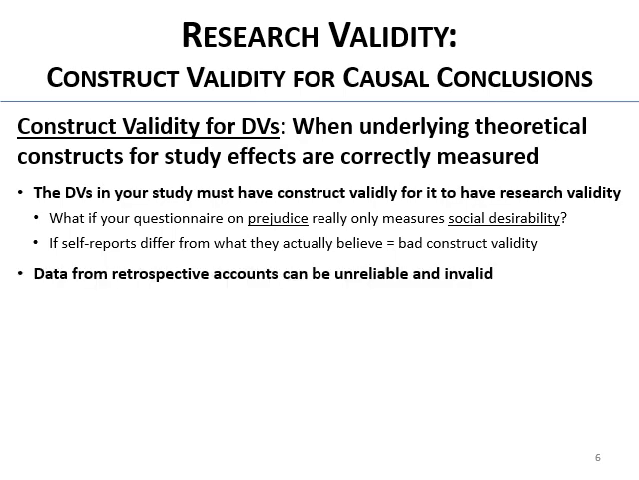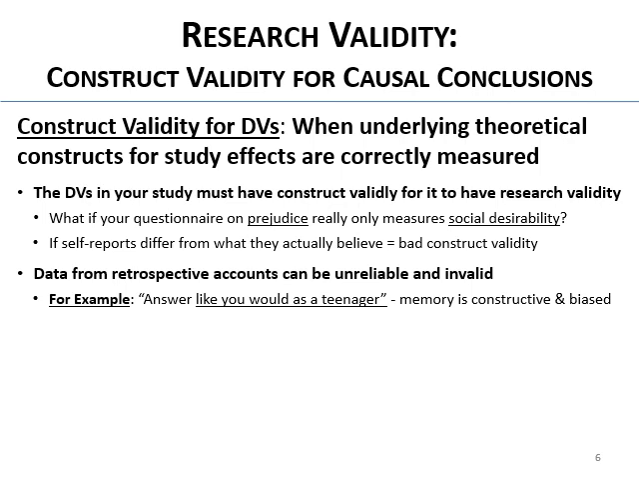So another one we haven't talked about yet is that retrospective accounts are a bad way to do research. Don't do this if you can avoid it. Retrospective accounts tend to be unreliable and invalid. So what is a retrospective account? Answer this questionnaire pretending you're a teenager. We'll actually analyze one of these next semester. So taking this pretending you're 18 is a really bad way to do a study. Why? Memory is constructive and biased. That's why. So try to avoid retrospective accounts if you can.